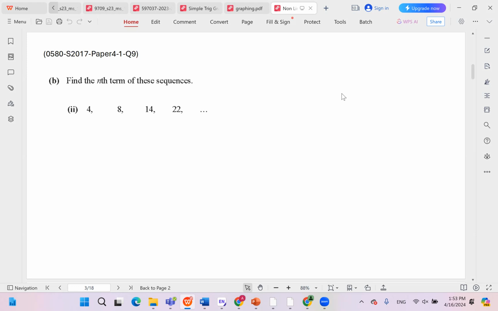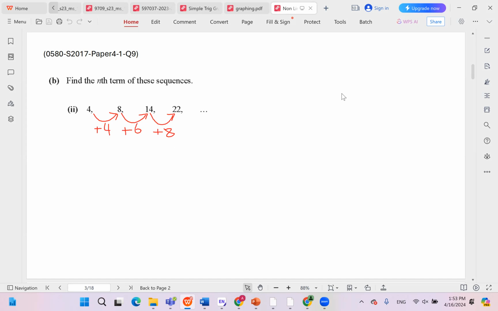So we begin by checking the difference between the first two terms. To go from 4 to 8, what do we need to do? We need to add 4. And then to go from 8 to 14, we need to add 6. And then from 14 to 22, we need to add 8. So the difference here is not common.